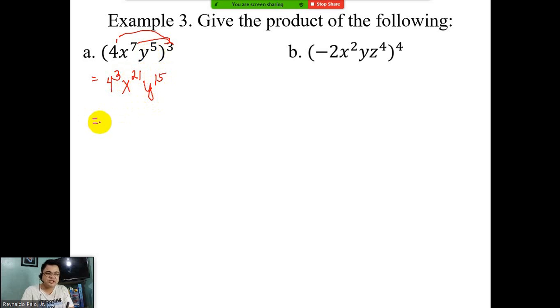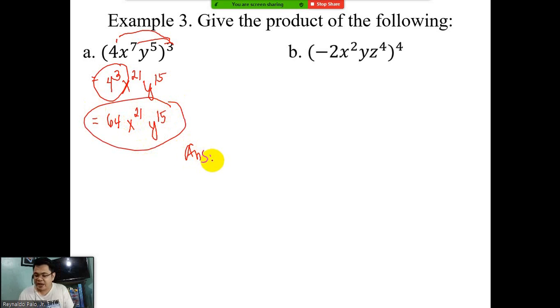So this is not yet simplified because as you can see, there is still a whole number which is raised to an exponent. So all you need to do is to simplify this for you to be able to get the final answer. So 4 cubed is equal to 64, x raised to the power of 21, y raised to the power of 15. This will be now your final answer. Okay, so let's proceed to the second part. We have negative 2x squared y z raised to the 4th power, raised to the 4th power. Same thing. So we need to distribute the exponent outside to the exponents inside.